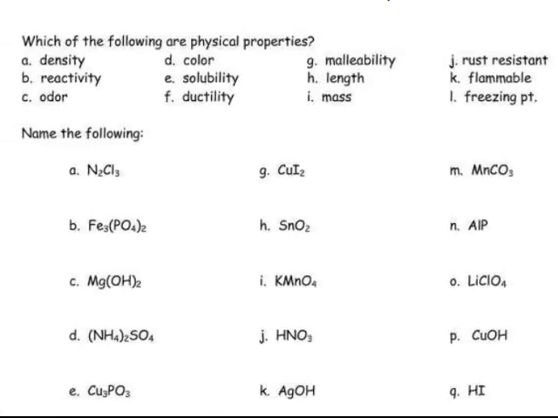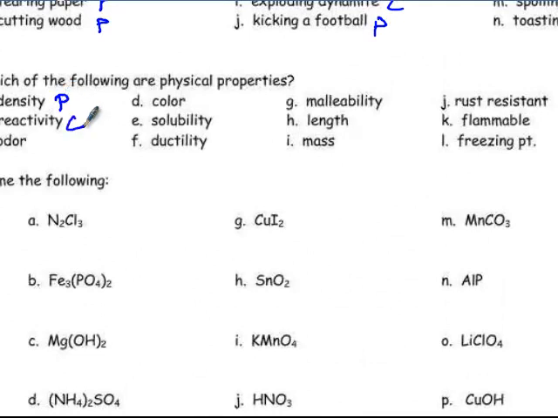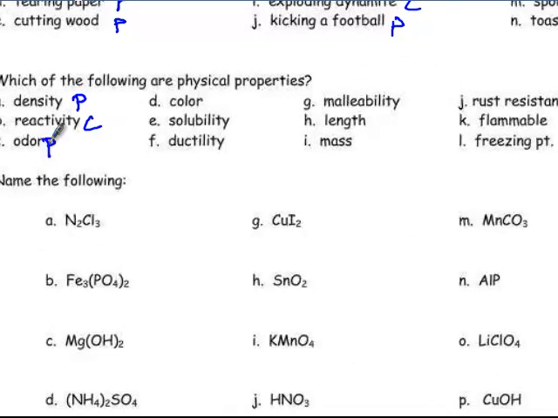Which of the following are physical properties? Density is a physical. Reactivity, though, is a chemical. These are the two most missed ones, odor and color. They are physical properties. Although they normally indicate a chemical change, they are themselves physical. Solubility is the ability to dissolve something. Again, physical change. Ductility and malleability, two definitions we've learned.